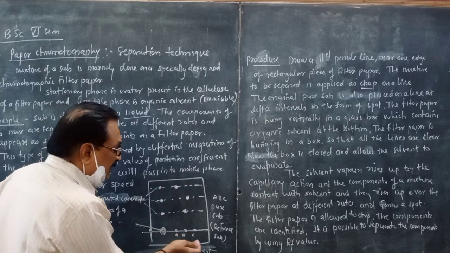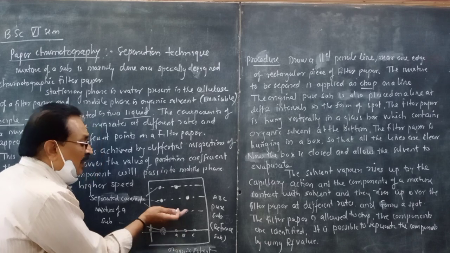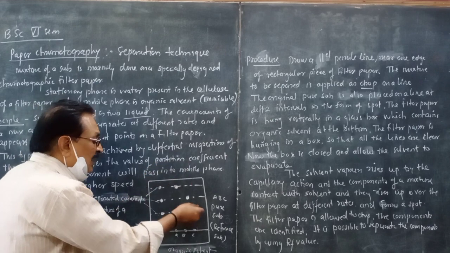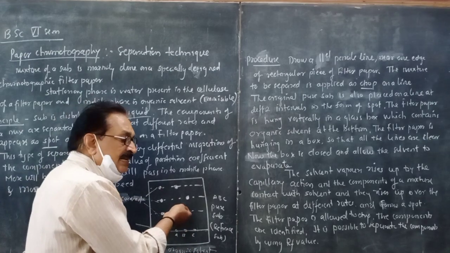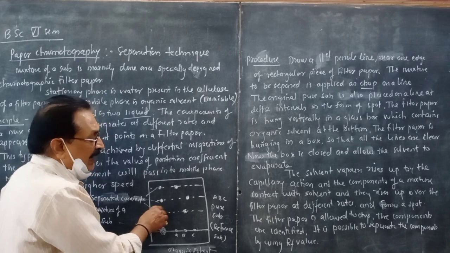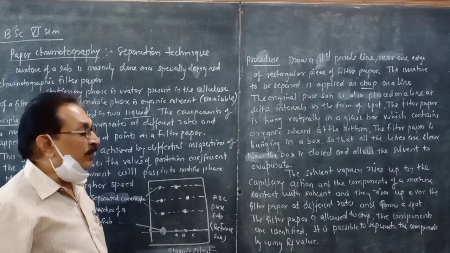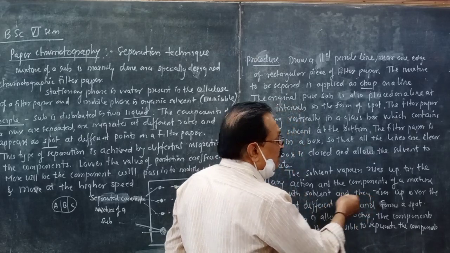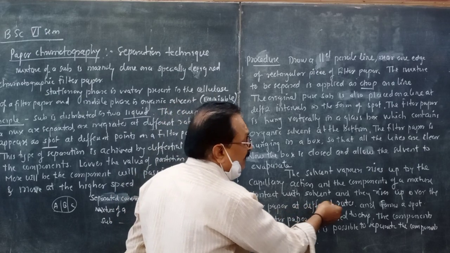It is moving. At the same time, the pure A, B, C substances as well as the mixture of components come in contact with the solvent, and when the solvent goes upwards, these components also move over the stationary phase, and they come to an end at different points on the filter paper. Here the solvent comes in contact with the mixture of substances, and they rise over the filter paper at different rates.